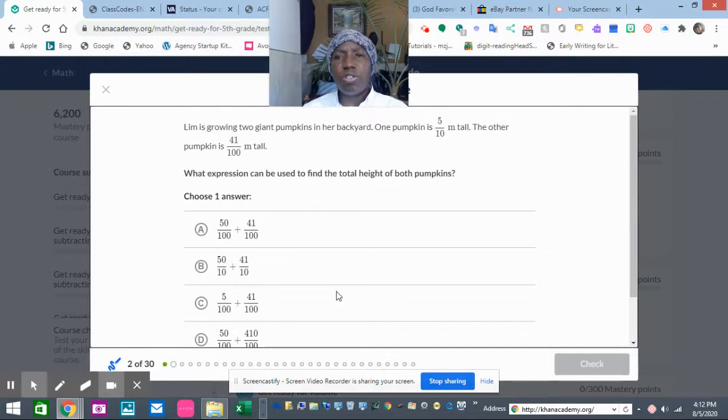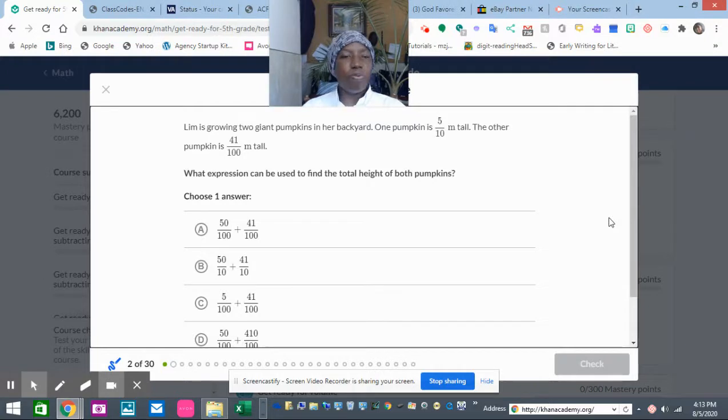So how do you add fractions? You're in the 5th grade now. You should have been listening, because if you listen, you'll learn. Okay, Lim is growing 2 giant pumpkins in her backyard. One pumpkin is 5 and 10 meters tall. The other pumpkin is 4 and 100 meters tall. Now, I told you the long way to do that.